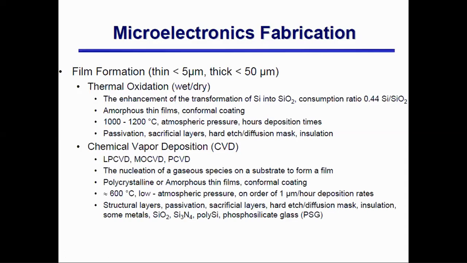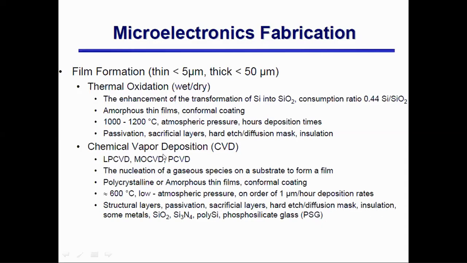So normally, meaning that if you perform that process for 1 hour, the layer that would be formed on top of the silicon wafer would be 1 micrometer. For 2 hours, 2 micrometers. And normally this layer could be used as a structural layer, passivation layer, fabrication layer, as diffusion mask or insulation layer.